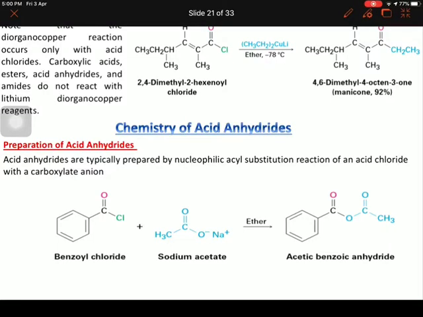Assalamu alaikum. So we reached the third part of carboxylic acid derivatives, which is going to be the last part for explanation. Anyway, the chemistry of acid anhydride.